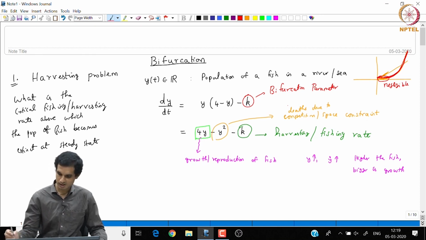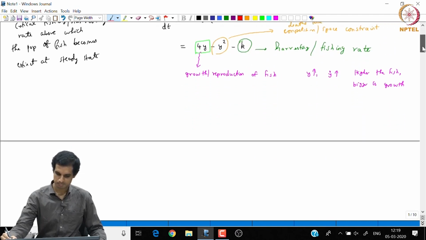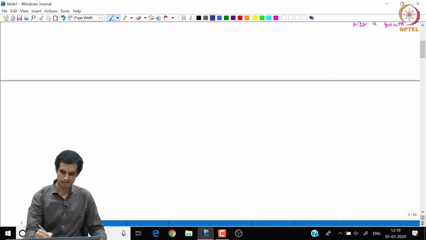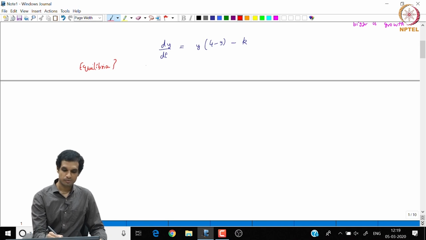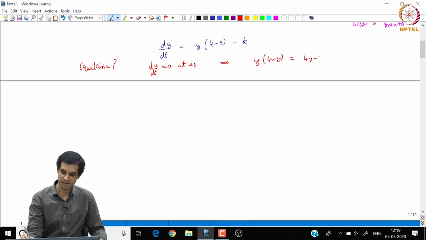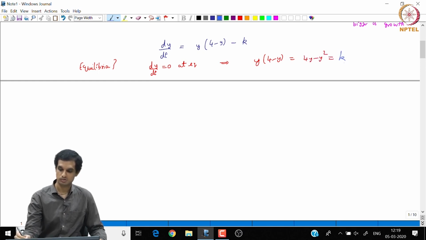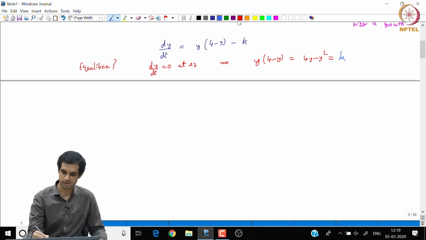First, let us analyze this problem graphically. We once again have dy by dt is equal to y into 4 minus y minus k. Now, the question is: what are the equilibria? For equilibria, we know that dy by dt is equal to 0. So, this implies y into 4 minus y, which is nothing but 4y minus y square, should be equal to k. This is the condition for the equilibrium.